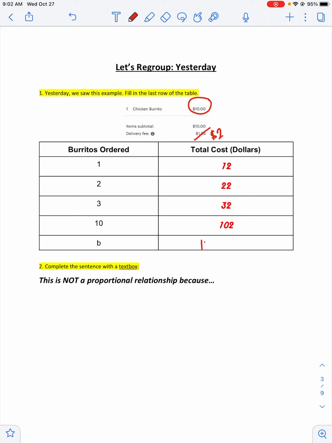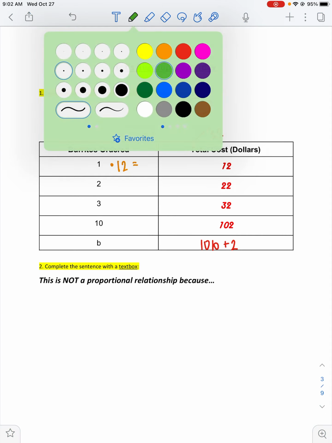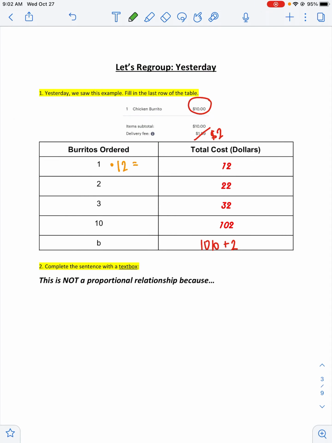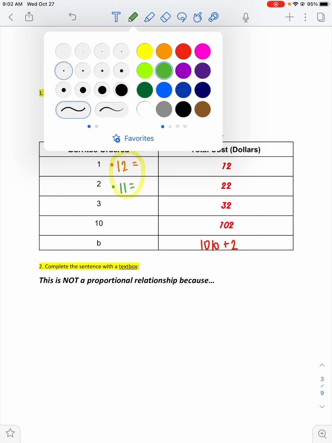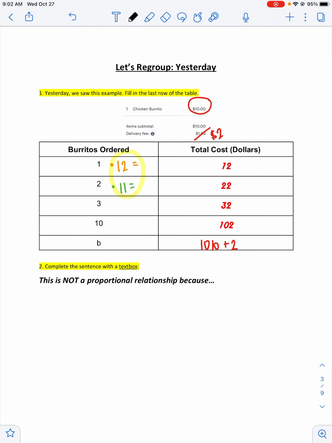We're always multiplying 10 times B, then adding 2, which is not a proportional relationship because 1 times 12 equals 12, but 2 times 12 does not equal 22. 2 times 11 equals 22. We can see in our table that we do not have a proportional relationship because there is no constant of proportionality.